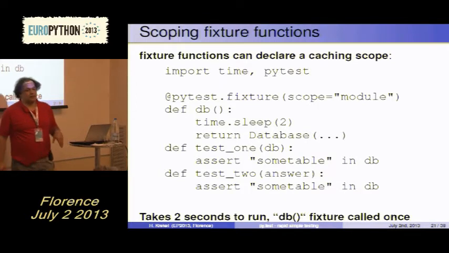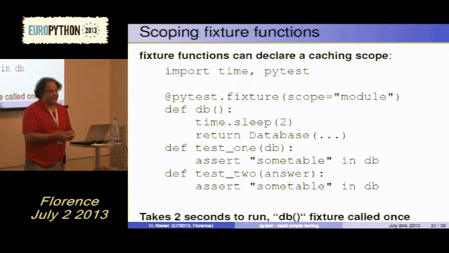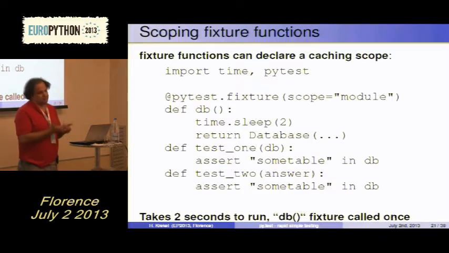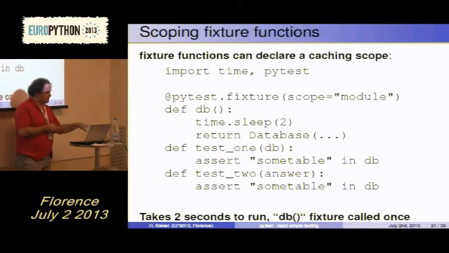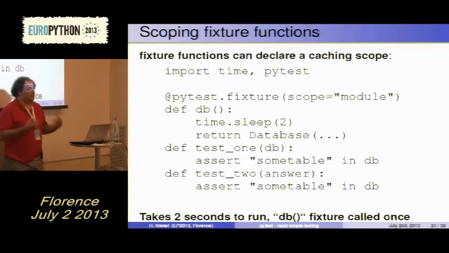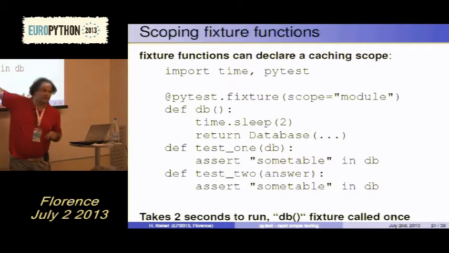For example, if you want to say that this fixture is actually something that only needs to be created once per module, then you just write with the decorator, just say, okay, the scope here of this, the caching scope of this fixture is module. And I simulated like a heavy setup of the database by the time sleep 2. And so I have 2 tests. Oh, the answer here is wrong. I'm sorry. That should be DB, of course.